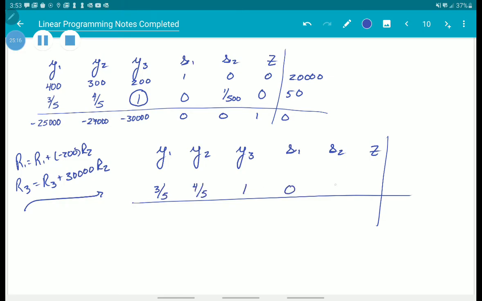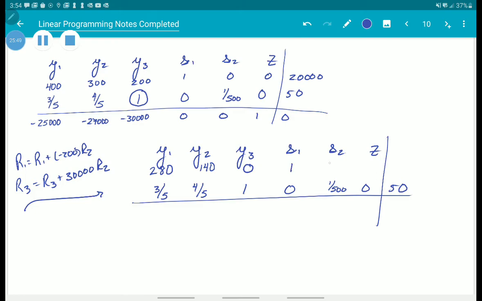Row 2 stays the same, so I'm going to go ahead and copy it. If I take row 1 and replace it with row 1 plus negative 200 times row 2, that's going to zero this guy out in the Y3 column. And when I plugged everything into my calculator, I got 280, 140. We already knew that was a 0.